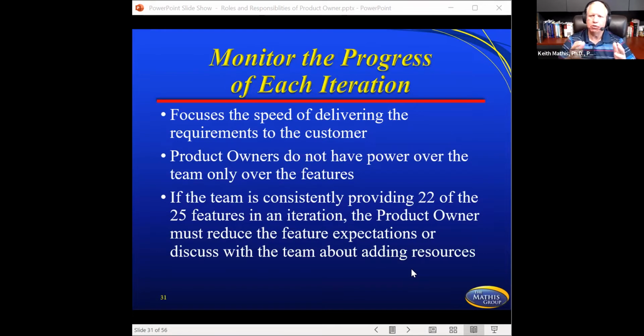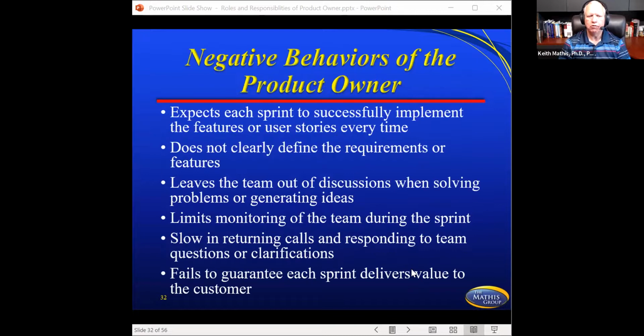And then of course they monitor the progress. Now they're not monitoring it like a project manager because they don't have authority over the team. The team is accountable for themselves, but they focus on speed. They don't have power over the team for the features, but they are focusing on what kind of speed is happening and are they continuing to have some problems with what they're doing. So if the team is consistently providing 22 of the 25 features in an iteration, then the product owner would reduce the feature expectation down to 22. The reason for that is because there's no value in those 2 or 3 features that's not being produced. That's what we can seemingly do in that length of time. And so that's what you do is start producing that.